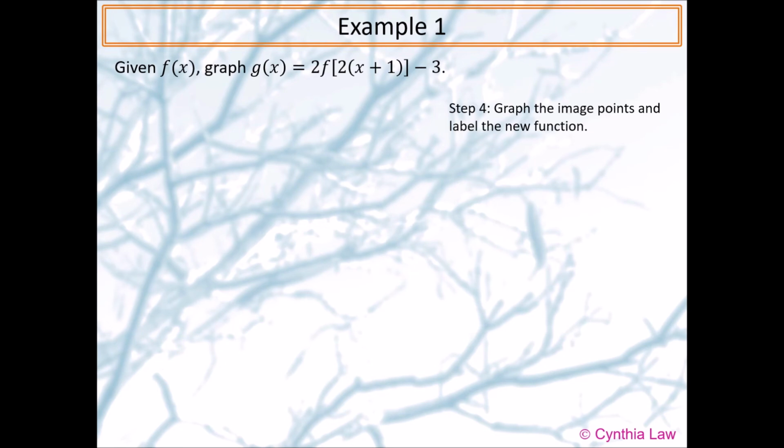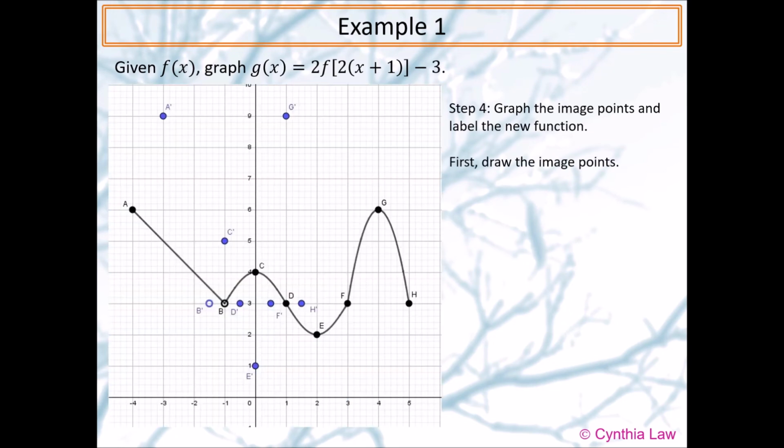So first, we graph the image points. So we have A prime all the way to H prime graphed on the grid. Then we're going to connect the image points correctly using lines and curves. So from point A to point B is a straight line. So from A prime to B prime is a straight line as well.